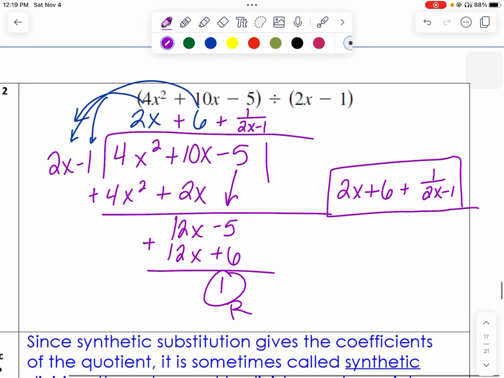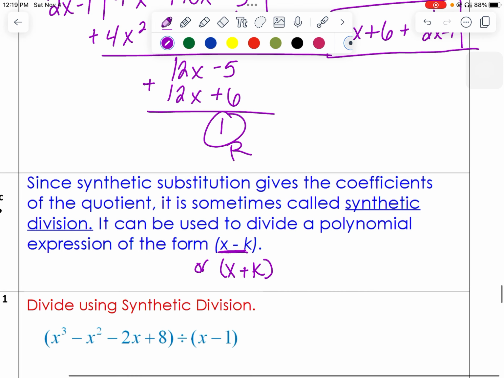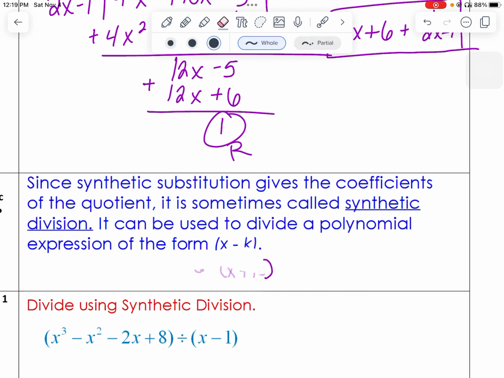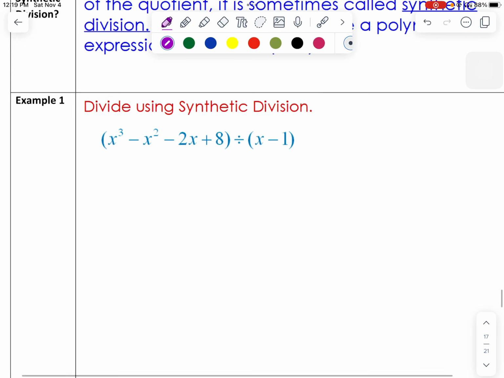Notice that this is 2x minus 1. That is not the form of x minus k. It has to be a single x minus some constant, or plus. So you can only divide using synthetic division if x is by itself. That's why we still have polynomial long division, because synthetic division doesn't work all the time. Long division does.